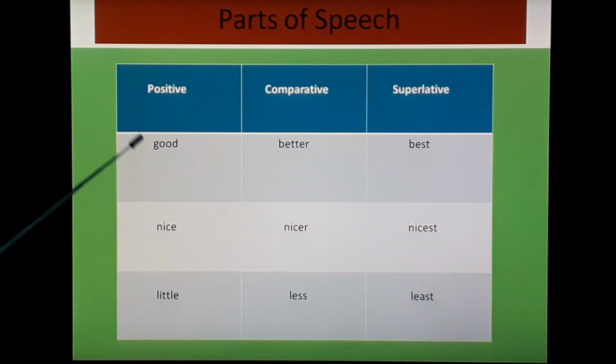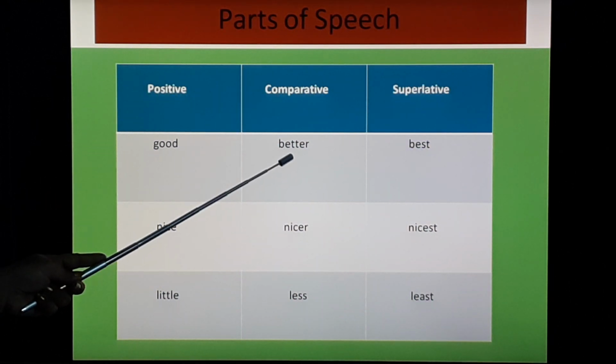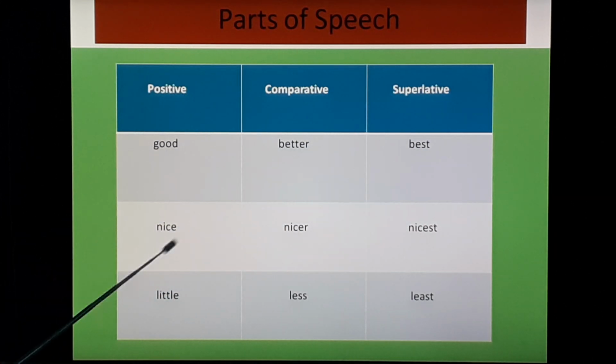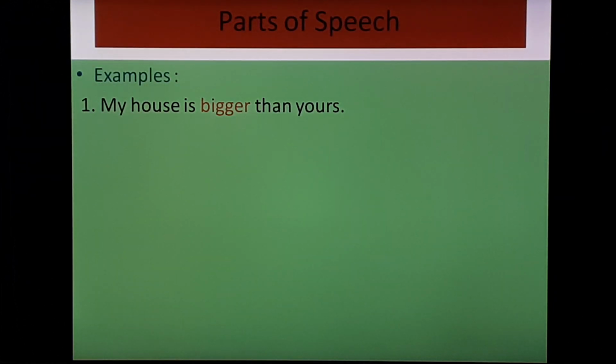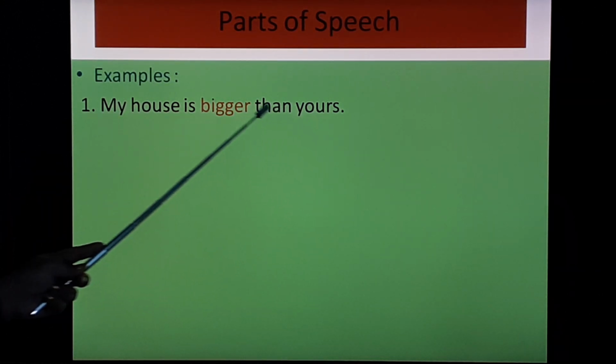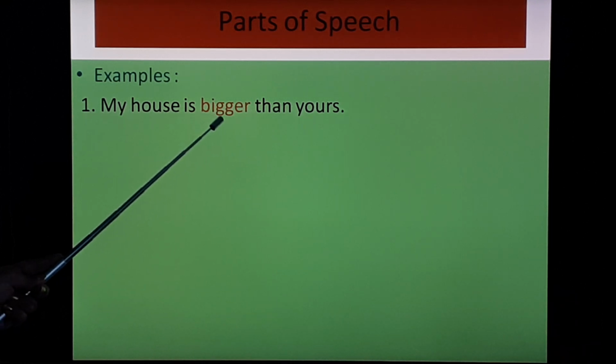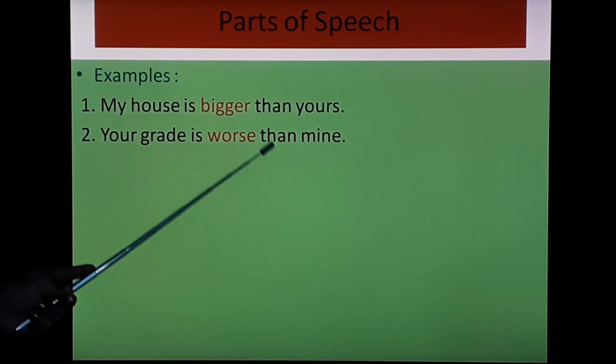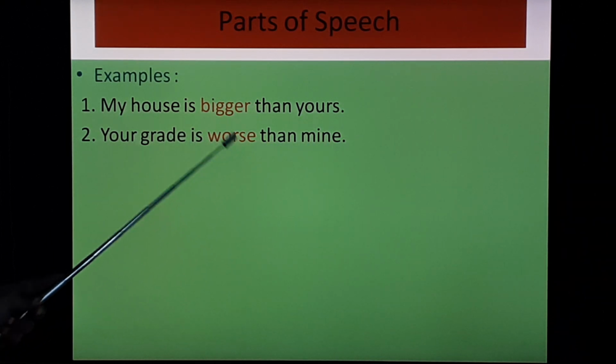For example, see, good is the positive degree, comparative better, superlative best. So good, better, best. Same way, nice, nicer, nicest. Little, less, least. Let's see examples. My house is bigger than yours. So here bigger, comparative degree, comparison is given. Next, your grade is worse than mine, comparative degree.